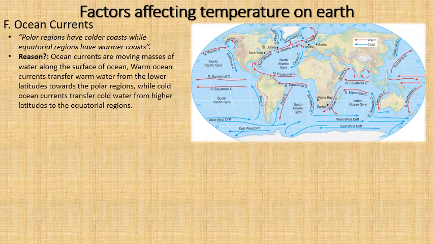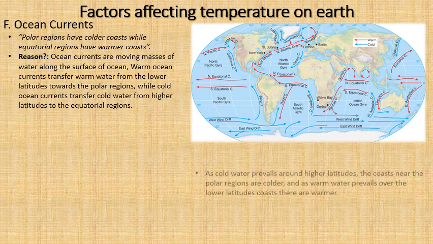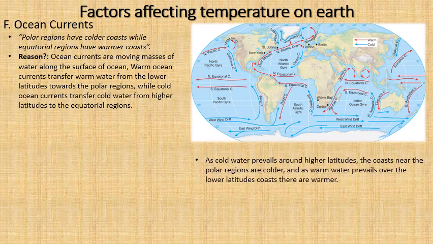Ocean currents are moving masses of water along the surface of the ocean. Warm ocean currents stand for warm water moving from the lower latitudes to polar regions, while cold ocean currents stand for cold water moving from higher latitudes to the equatorial regions. So you can clearly understand what is written through the picture.